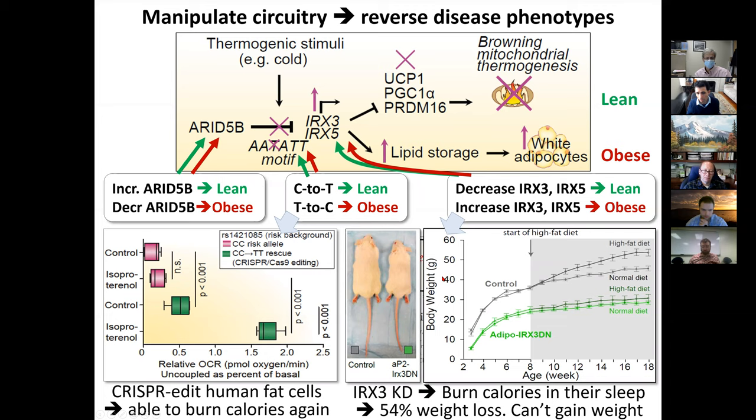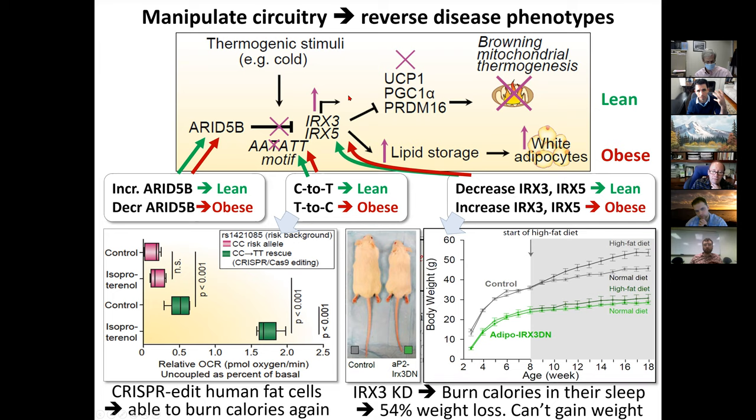risk allele carriers. And in mice, if you knock down IRX3 in an adipose-specific construct, you basically see that the mice are unable to gain weight. They start leaner, but when you put them on a high-fat diet, normal mice gain weight, these mice don't gain weight. That's the premise of our work. We're basically inferring these circuits so we can manipulate them.